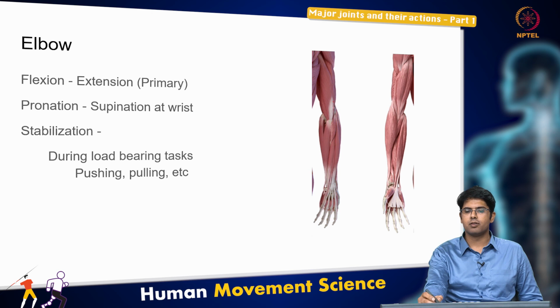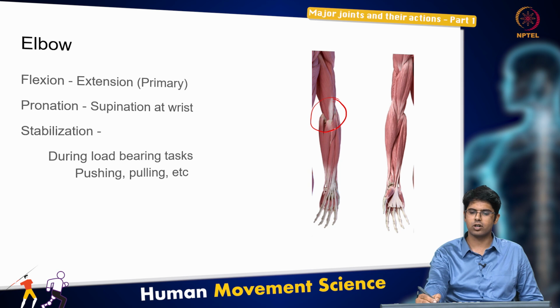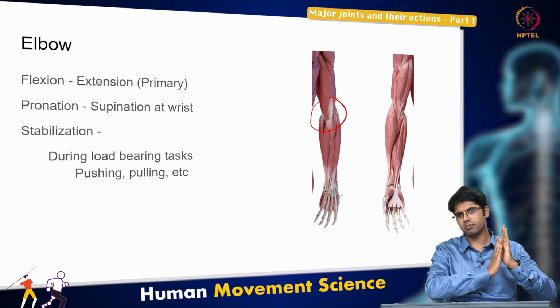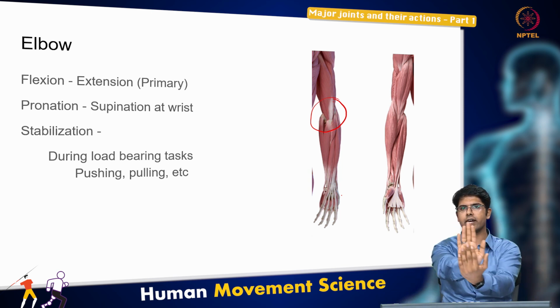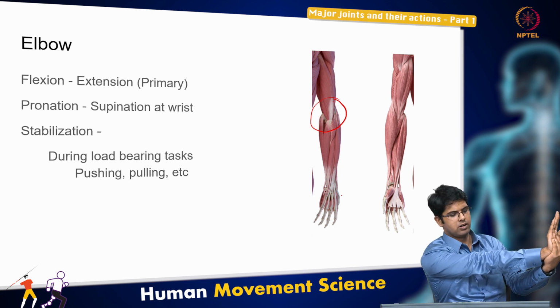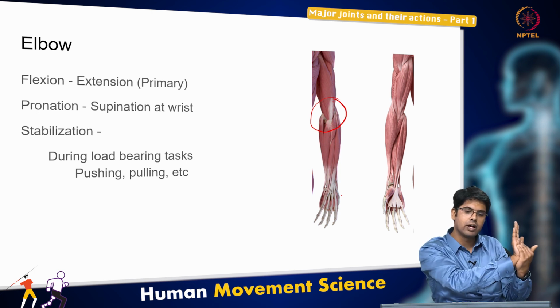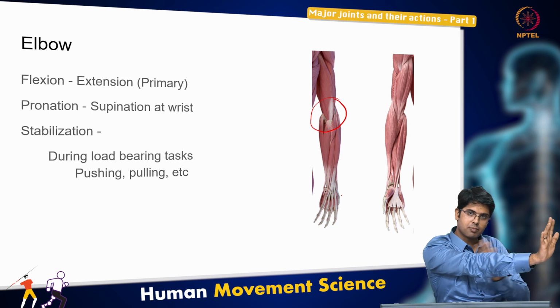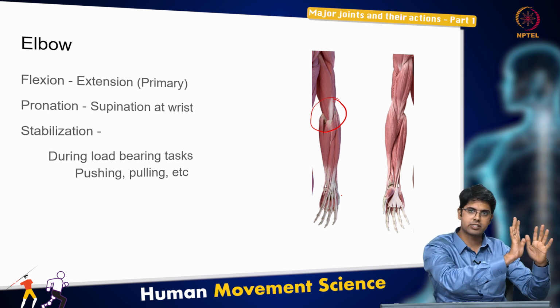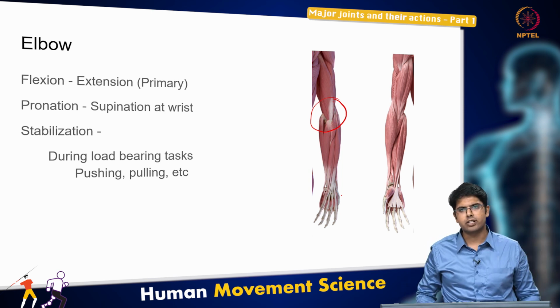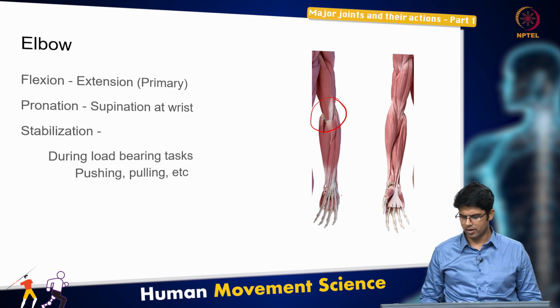And finally, because of the dynamic nature and musculature present here, one of the functions of the elbow joint is to handle the loads during load bearing tasks like pushing or pulling, right? So if I am pushing against a particular load, my elbow is supposed to remain in this position and not buckle under the load, and that function is primarily supported by the muscles. It is a dynamic stability that I'm trying to achieve here. So that's it about the elbow joints.